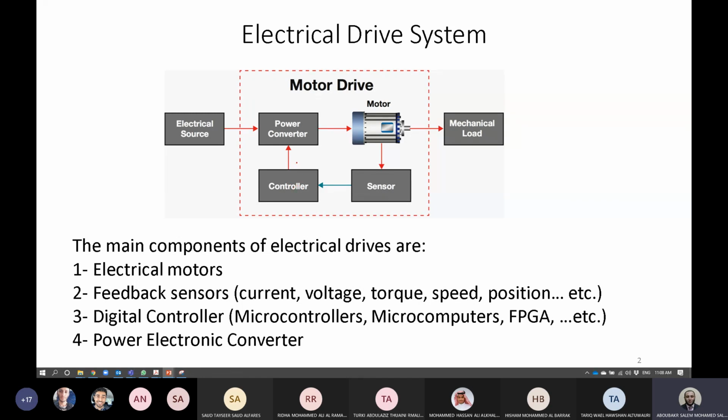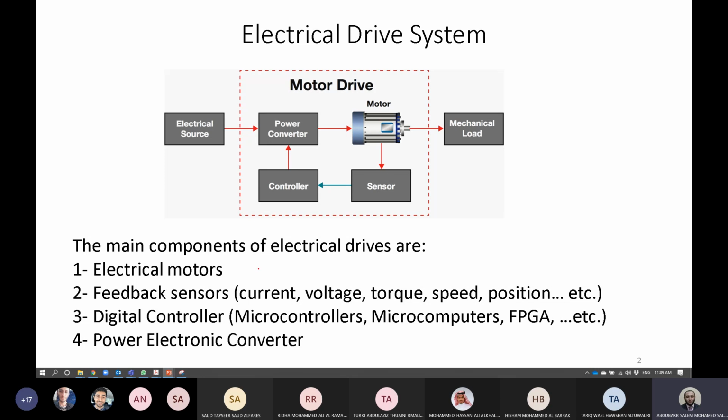Then this digital controller will provide pulses to a device called the power electronic converter, which will operate the motor at the desired values in order to achieve a certain output for the mechanical load. So this is the concept of any electrical drive system, guys.